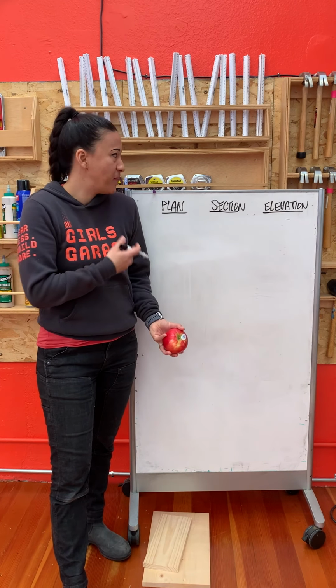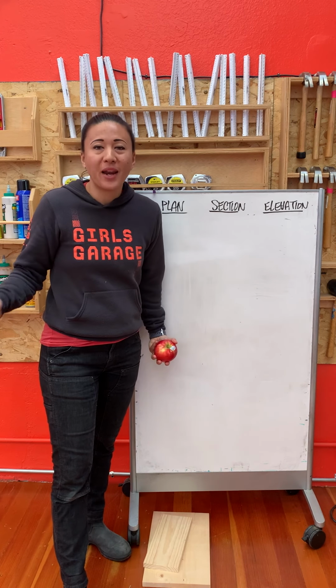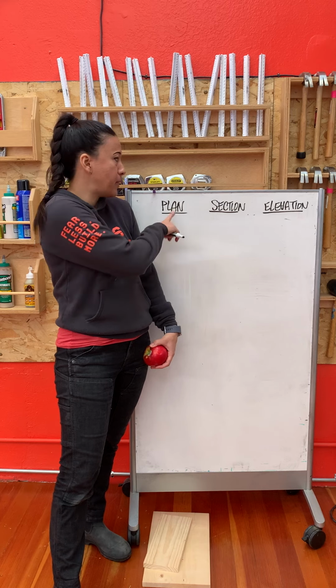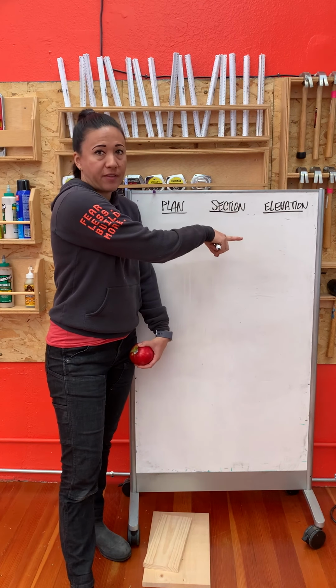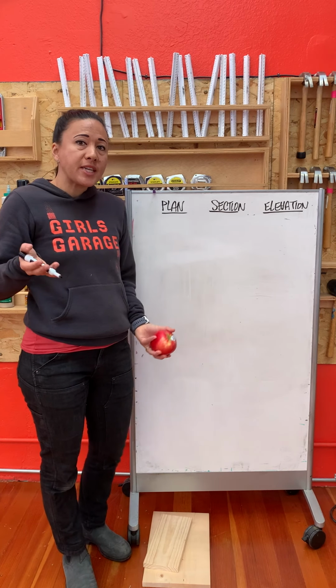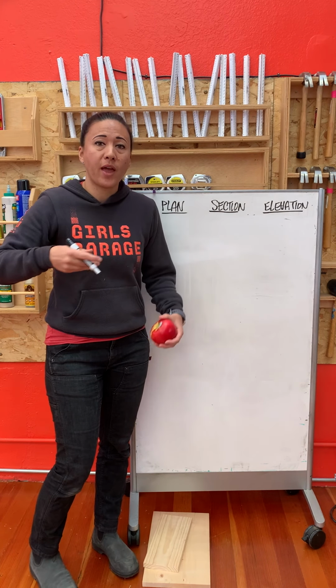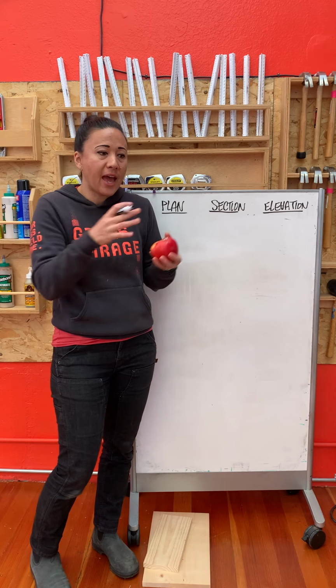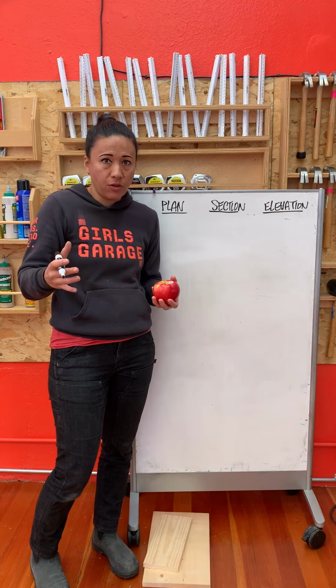Okay, so many moons ago, when I was in architecture school, I learned these 3 types of drawings: a plan, a section, and an elevation. These are 3 really common types of drawings that are used by architects and engineers and builders as a way of communicating how a building is meant to be built and looking at it from different perspectives and angles.